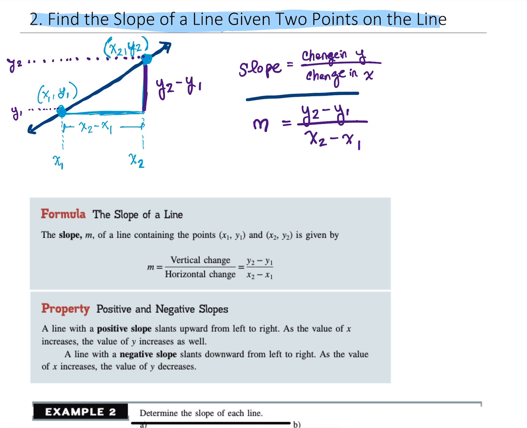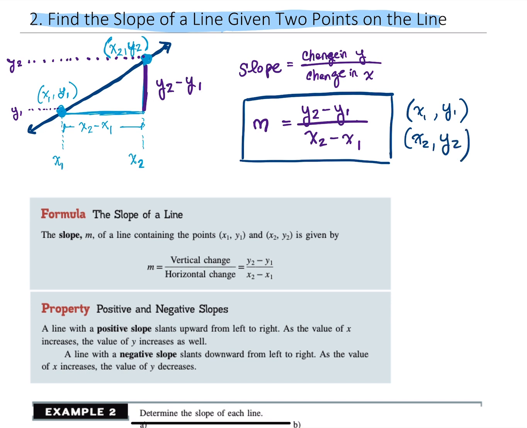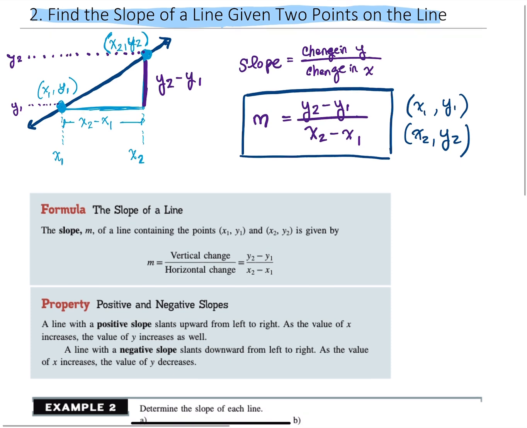If we have 2 points, we can call the first point x1, y1, and the second point x2, y2. We can plug it into this formula and find out what the slope of the line that goes through those 2 points is, even without seeing the graph. If we just know the 2 points, we can produce the slope. So that's what they're giving us here, this formula: y2 minus y1 over x2 minus x1.